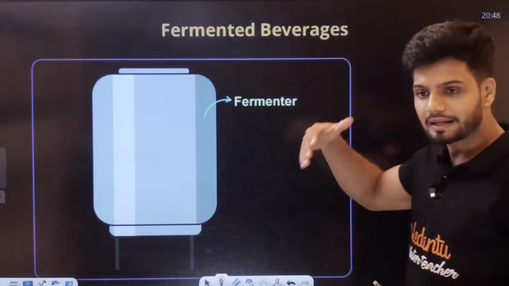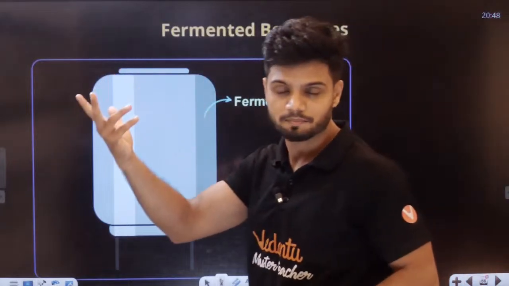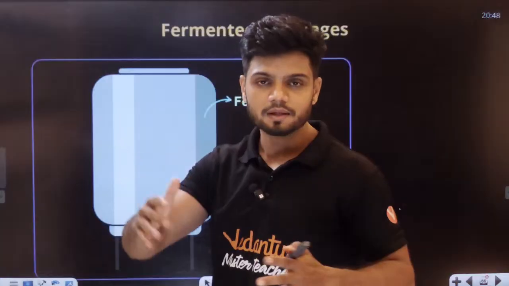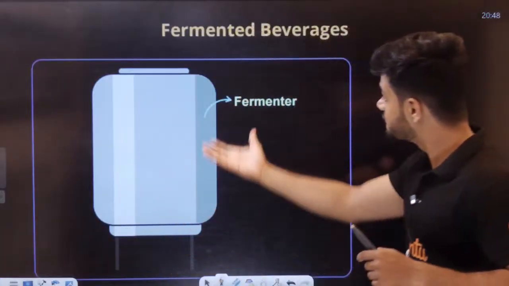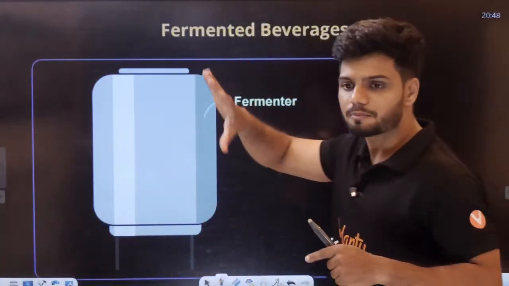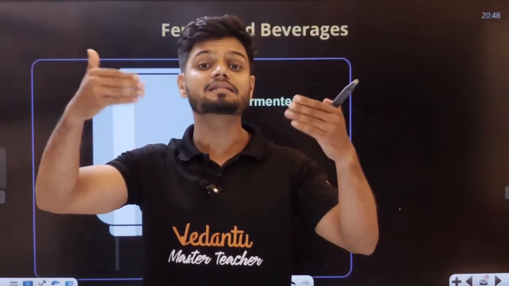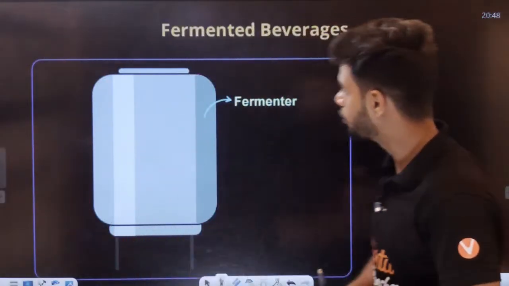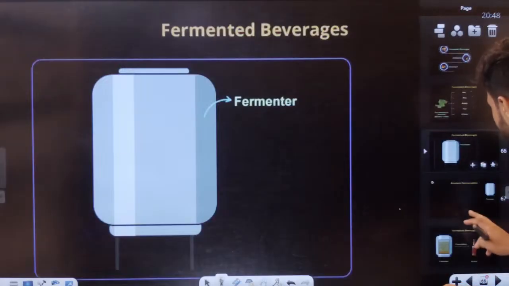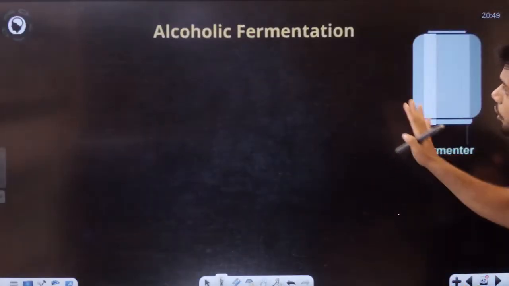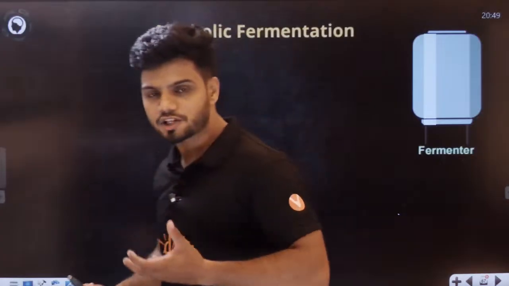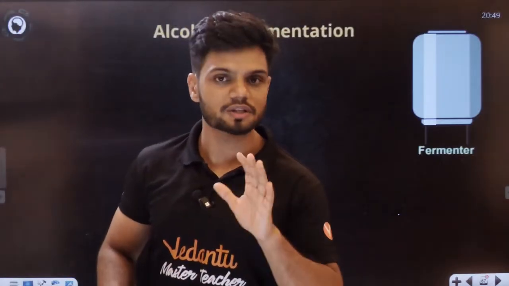Now, generally in industries, there are breweries. These breweries have something called a fermenter. A fermenter is basically used to make large-scale alcohol. Now there is something called alcoholic fermentation. What actually happens in alcoholic fermentation?